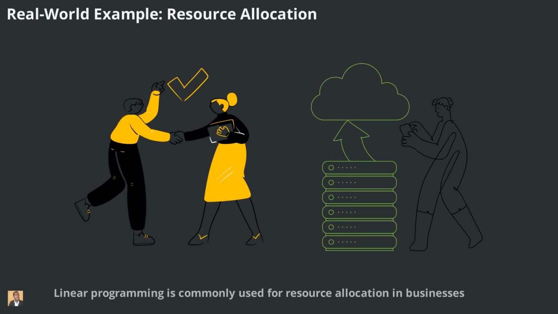Linear programming is commonly used for resource allocation in businesses. For instance, a company may want to maximize profit by allocating resources to different products, subject to constraints like labor, materials, and production capacity. Both graphical and Simplex methods can be applied to solve such problems, depending on their complexity.